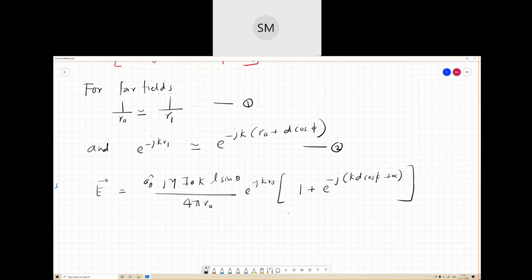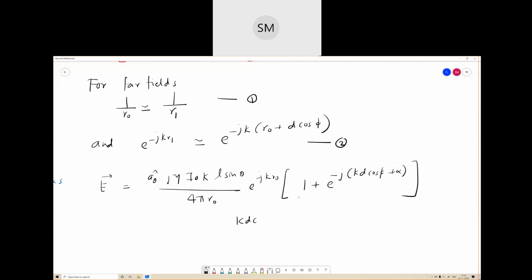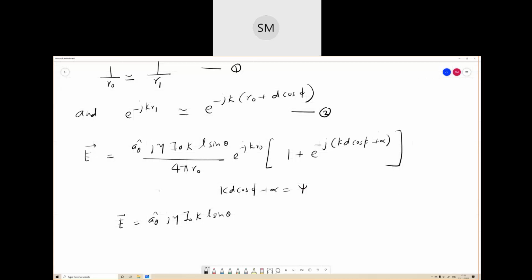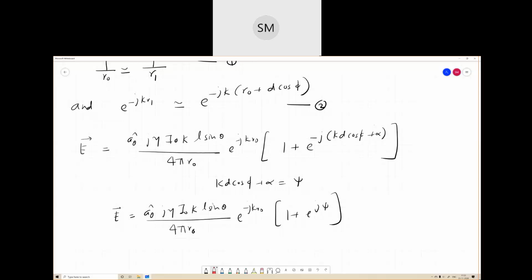We take kd cos phi plus alpha equal to psi. So we have E equal to a theta j eta I0 k L sin theta times 1 plus e to the power of j psi. See here the point I want to make. This thing we have already done in the lab classes, but the point I want to specifically make here is this.